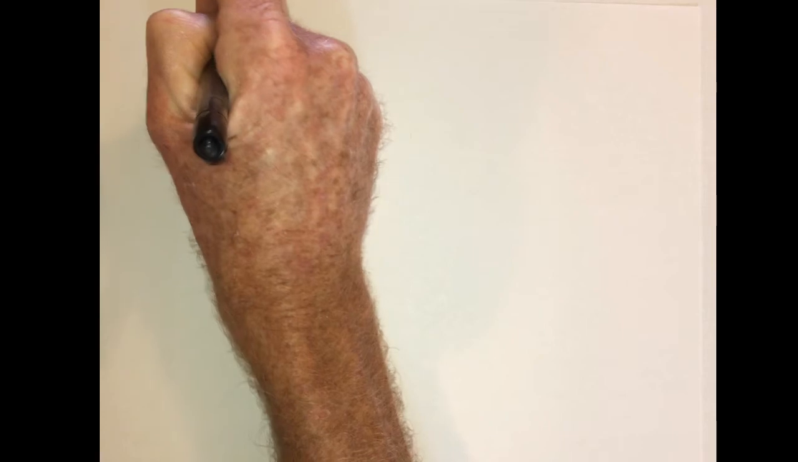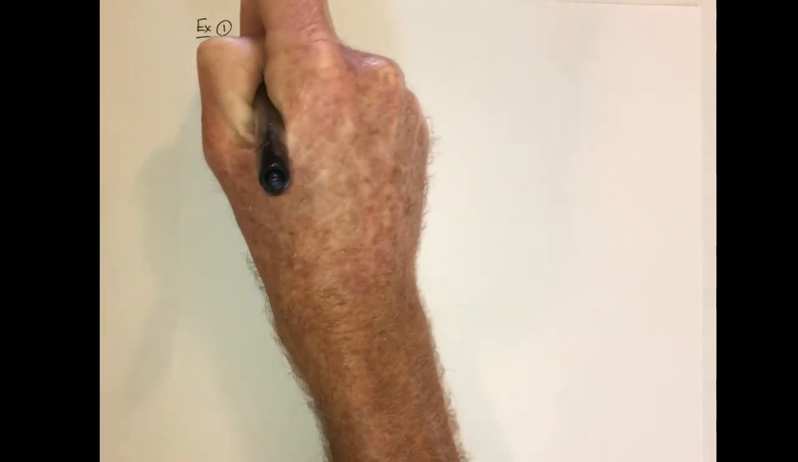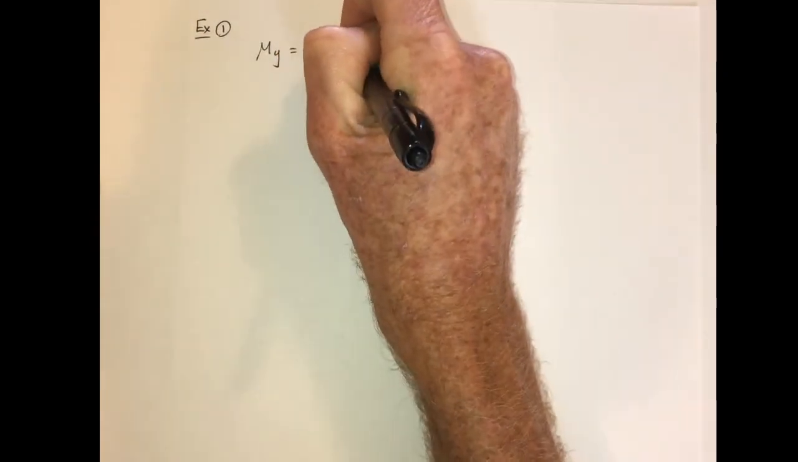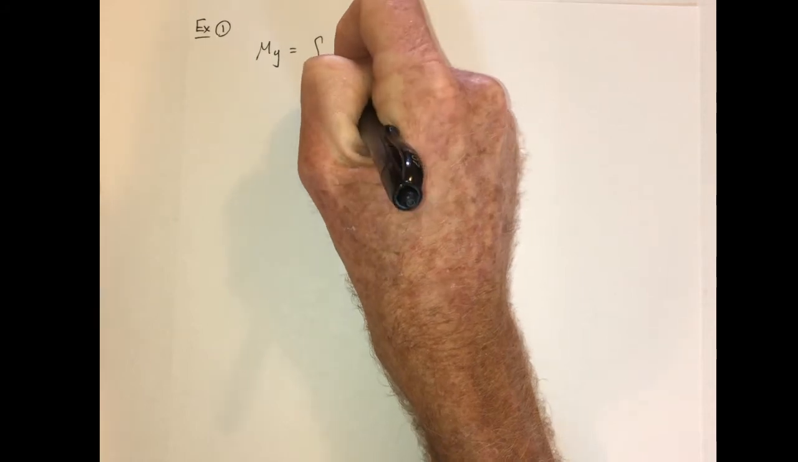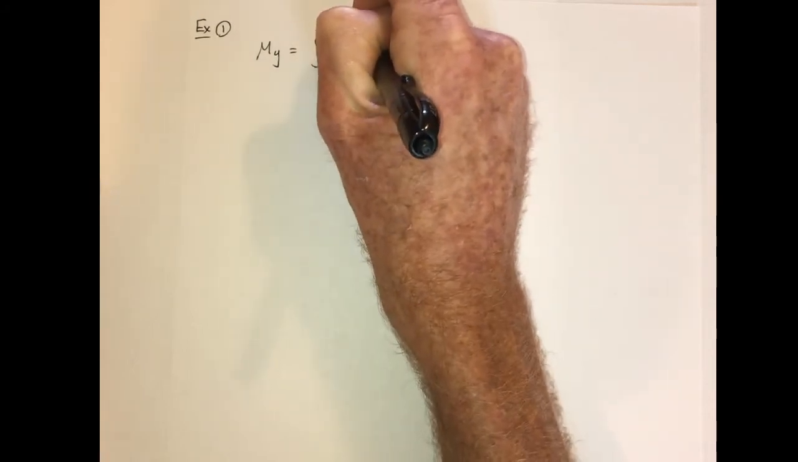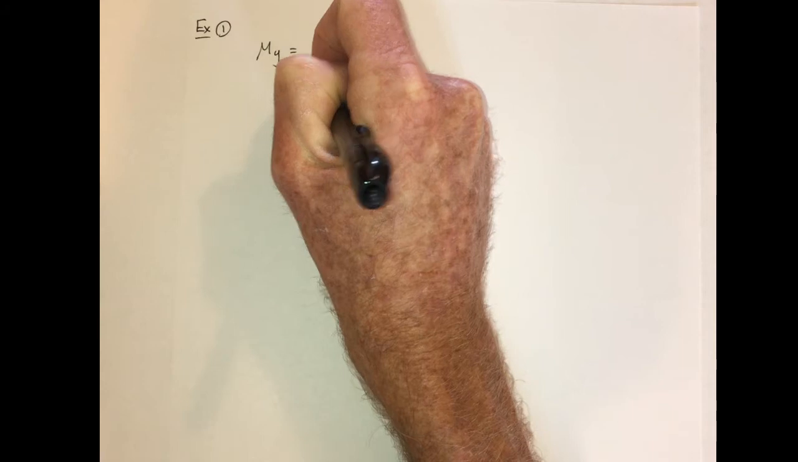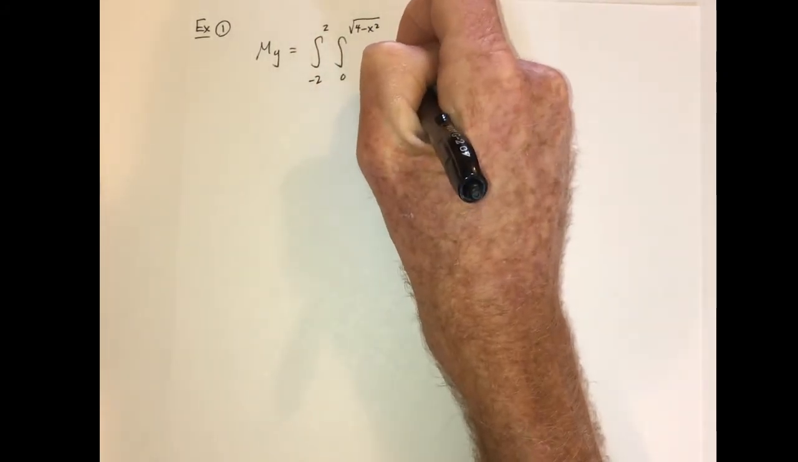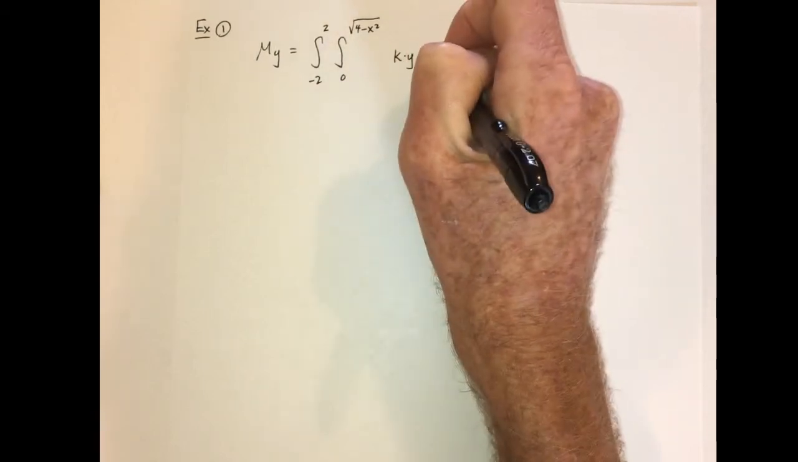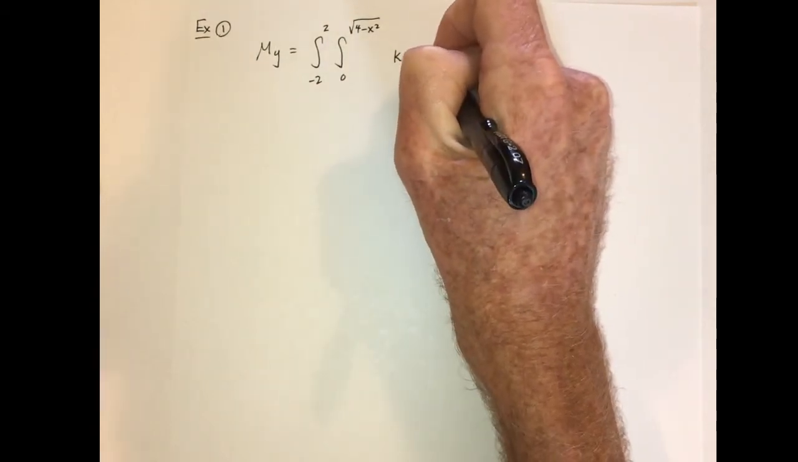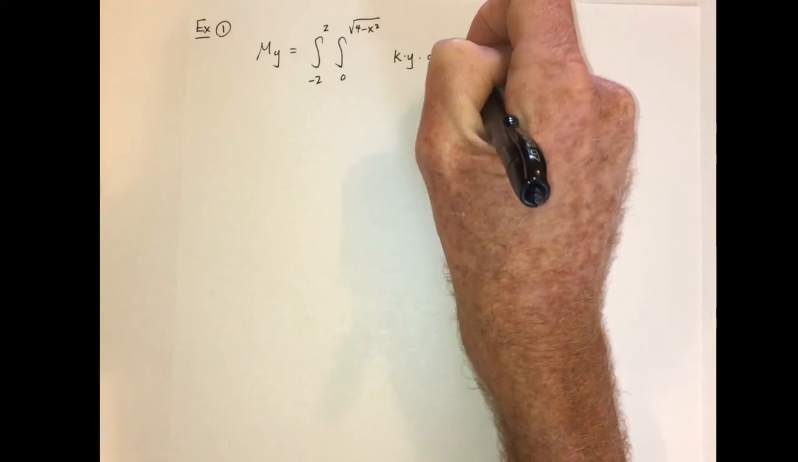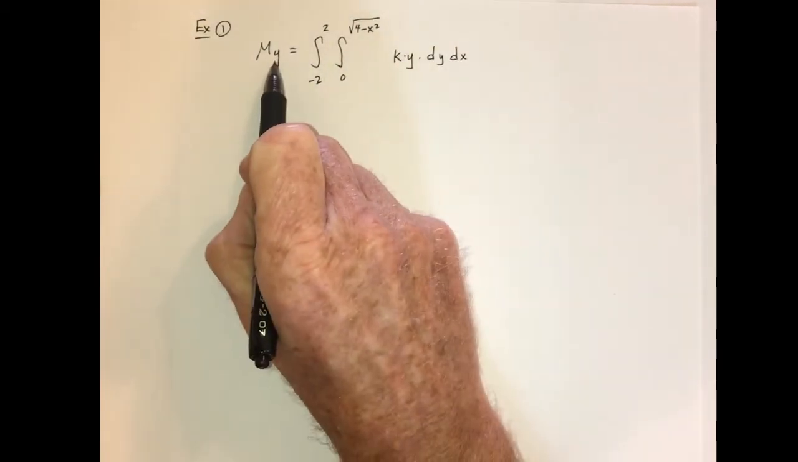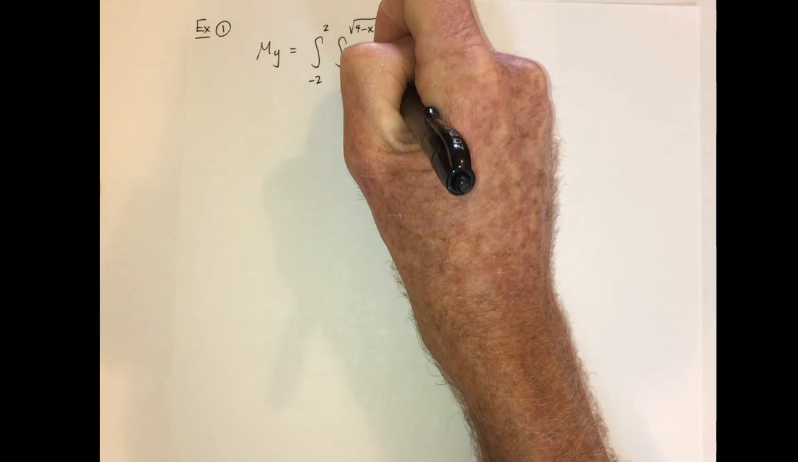So example number 1 continued. What about the moment about the y-axis? So this one will be the same double integral. And it's still going to have the k times y. And then I think I'll still do dy and then dx. And when this is the moment about the y, this has an extra x in it.